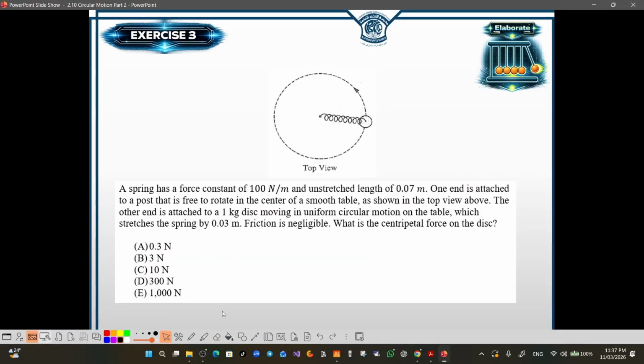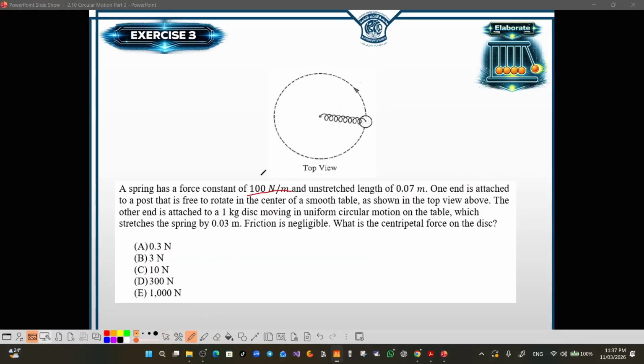The spring has a force constant of 100 newtons per meter. So this represents k, and the unstretched length is 0.07. So this is the initial length of the spring. One end is attached to a post that is free to rotate in the center of a smooth table. So there is no friction involved here. And this is the top view.